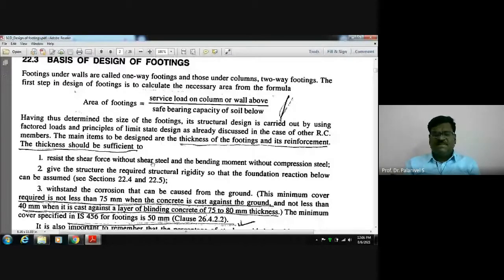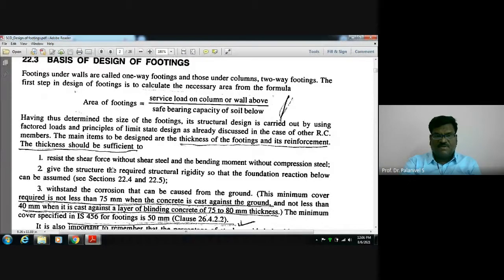But many times the thickness is determined from the shear point of view, not the bending moment point of view. Less thickness is required for bending, but more thickness is required for shear resistance. So shear resistance most of the time determines the thickness of the footing. Now I am talking just theoretically. You may follow or not, but after the end I am going to work out certain problems, and at that time you will thoroughly understand. No need to worry.